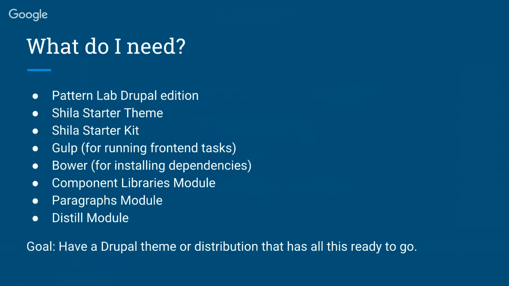You also need gulp and Bower for installing the dependencies and running the different watchers. You'll use the component libraries module. Basically, that just allows you to do twig includes without having to do anything hacky inside of Drupal. The paragraphs module, which is how we're implementing the components, and then this distill module, which is a handy little tool.